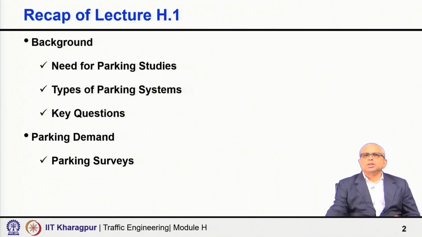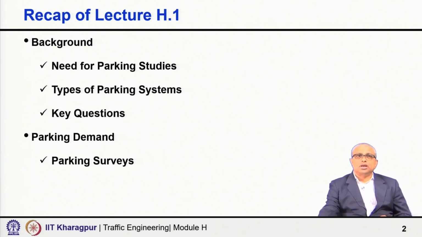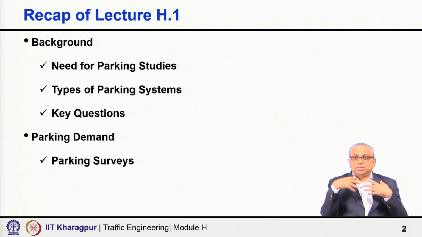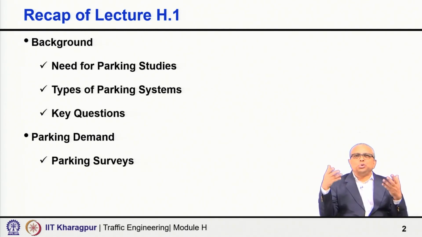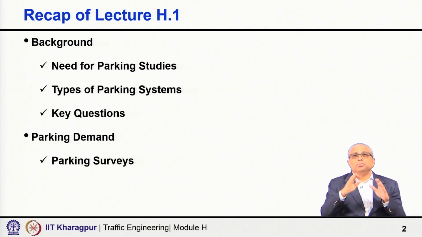In Lecture 1, I mentioned the need for parking studies, why we need to carry them out, what the different types of parking systems are, the key questions that traffic engineers often need to answer, and the key steps: estimating the demand, estimating the supply, and then, if there is an imbalance between demand and supply, what measures, interventions, policies and actions can be taken to bridge that gap for on-street, off-street, and overall parking demand and supply.